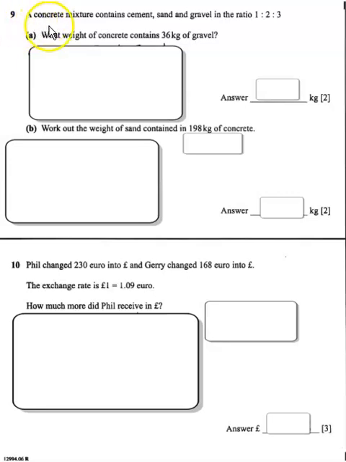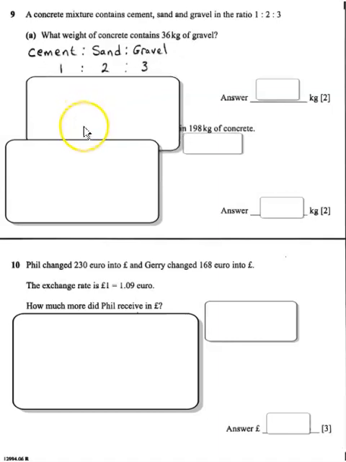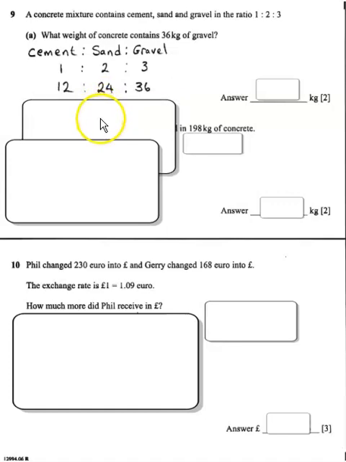So for question 9, it says a concrete mixture contains cement, sand and gravel in the ratio of 1:2:3. What weight of concrete contains 36 kilograms of gravel? So remember, all of this makes concrete. And we're looking at 36 kilograms of gravel. So if you have 36 kilograms of gravel, this is what you need to make the concrete.